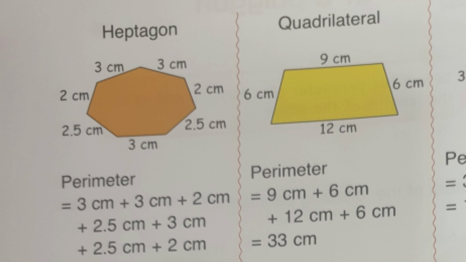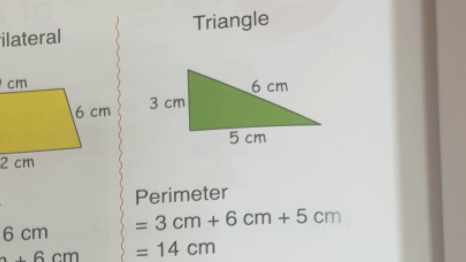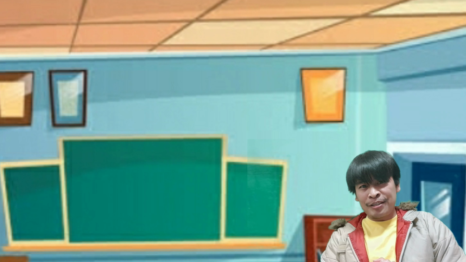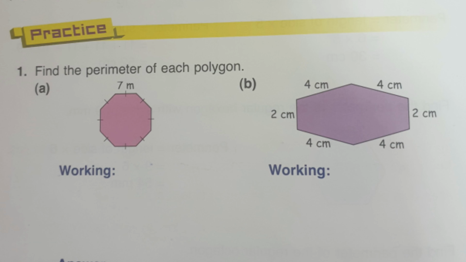18 centimeters. The quadrilateral's perimeter is equal to 9 centimeters plus 6 centimeters plus 12 centimeters plus 6 centimeters, giving us a total of 33 centimeters. The triangle perimeter is equal to 3 centimeters plus 6 centimeters plus 5 centimeters, giving us a total of 14 centimeters. Since 33 centimeters is greater than 18 centimeters, which is also greater than 14 centimeters, therefore the quadrilateral has the greatest perimeter. And now let's answer practice exercises found on page 150 of your textbook.